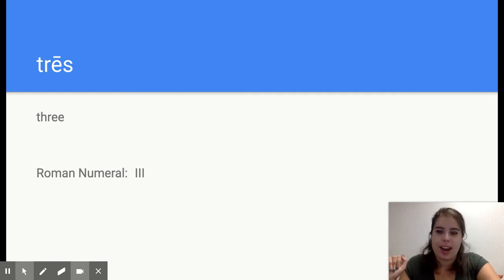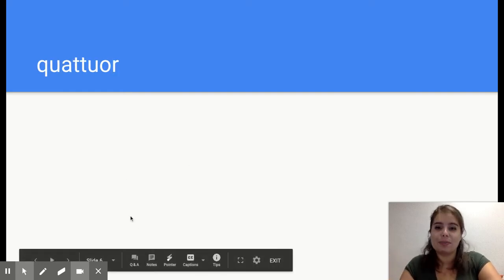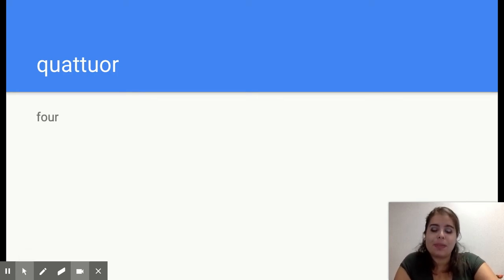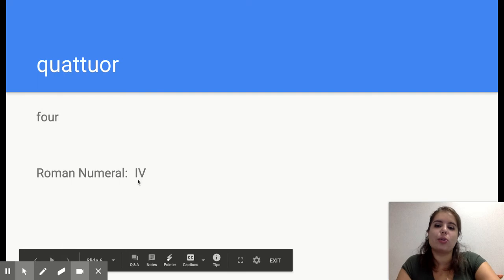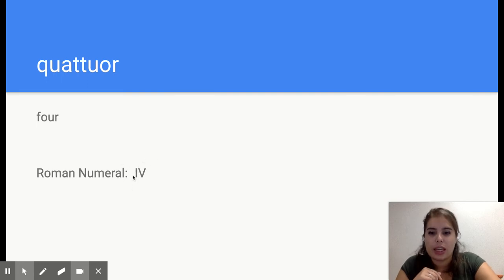Now, 4 is where things get ever so slightly more complicated with Roman numerals. Quatuor. Quatuor is our Latin word for 4. And the Roman numeral for 4 is going to be IV. If you remember from the first slide, V is representing the number 5. I is representing 1. So how they like to do this with Roman numerals is you think of it like it's 1 before 5. And that's how I remember it. For 4, they think of it as 1 before 5.